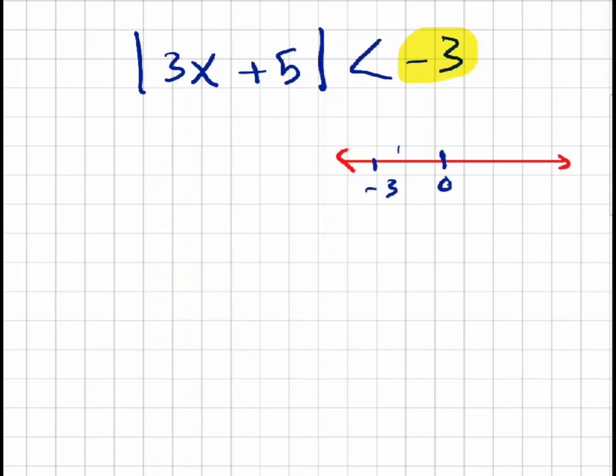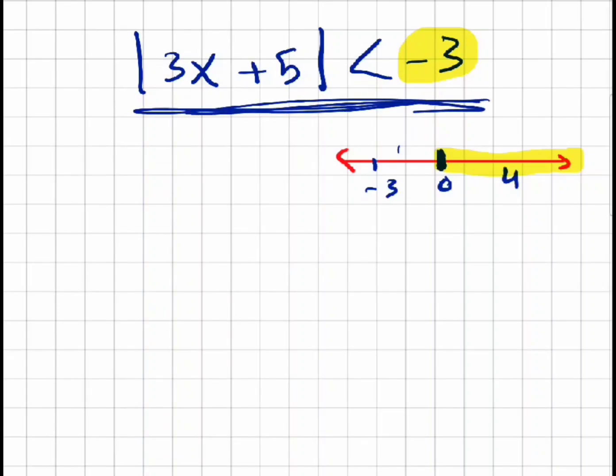Now, what if we pick a positive number, like 4? Is 4 less than negative 3? 4 is to the right of negative 3, so it is not less than negative 3. Therefore, no matter what value of x you plug into this expression, this will not be a true expression. So therefore, there's no possible solution. Therefore, you could write no solution as the answer to this problem.